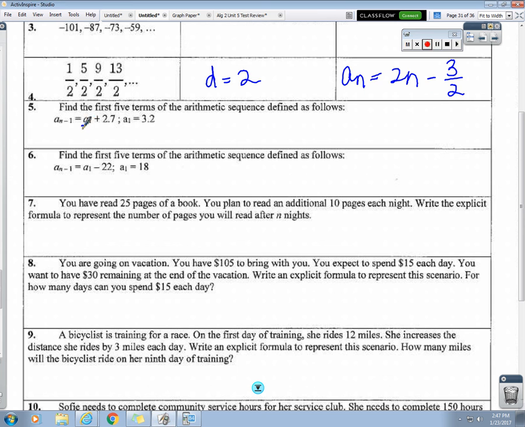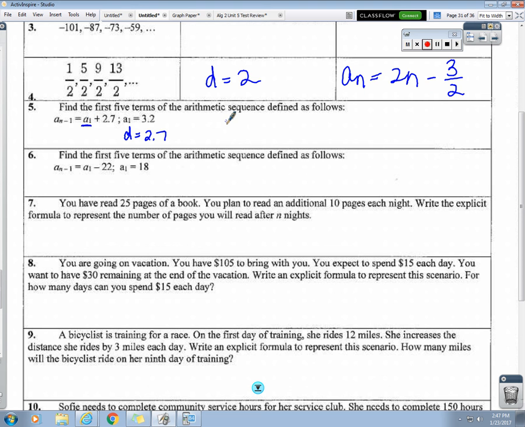Well, what is a sub 1? Isn't a sub 1 your first term? And what are they doing to the first term? Adding 2.7. So that lets you know your D is 2.7, because they're adding 2.7 to the first term, so that must be the common difference.